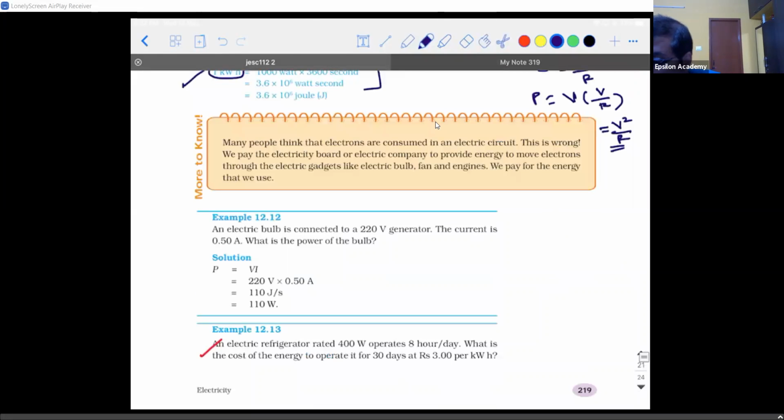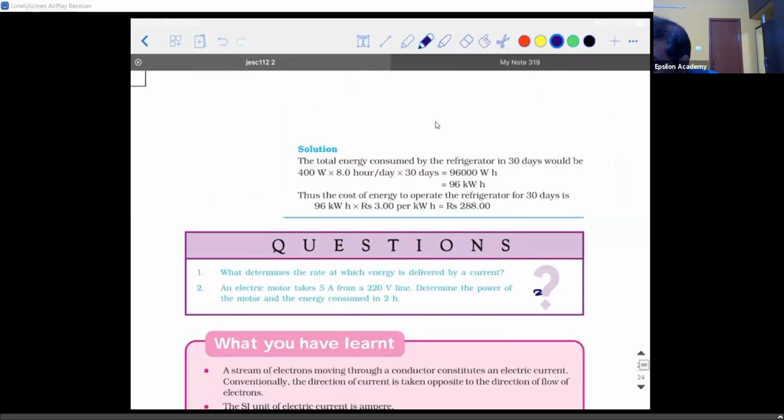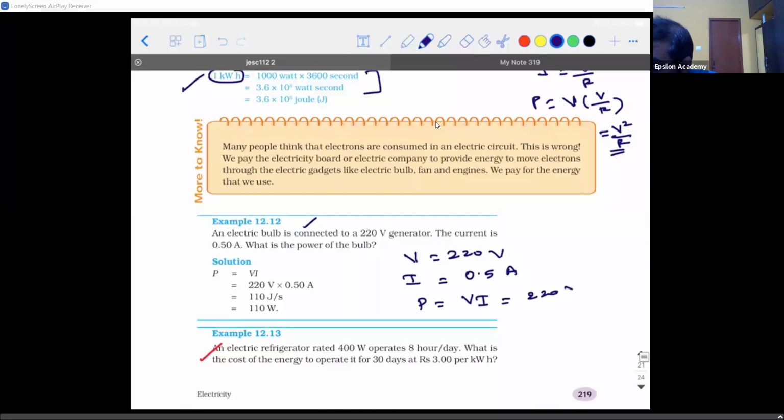There is an electrical bulb which is connected to a 220 volt generator. The current that is flowing is 0.5 ampere. What is the power of the bulb? Power is equal to voltage, that is the potential difference, multiplied with the current. So it is 220 into 0.5, and 0.5 is nothing but half. It will give you 110 watt.